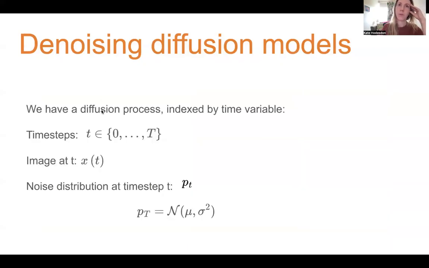Okay, so if you consider that forward process, we normally index this with a time variable t, ranging from 0 to, say, some big T. And these increments are called time steps, but that's really just because the index t imposes an order and a transitive dependence on successive steps in the process. X of t is the image at time step t.